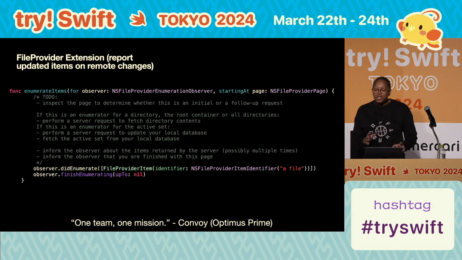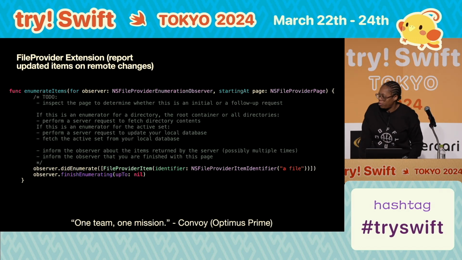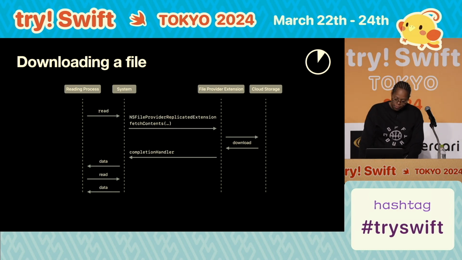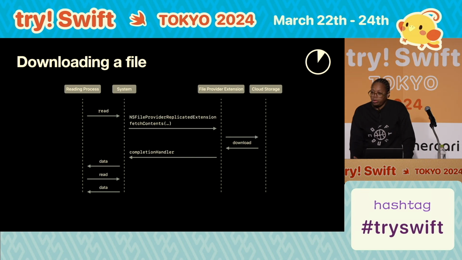So let's do it step by step. First thing for every flow. Let's download a file. So when the kernel detects a read access to a dataless file, the system is paused while the extension is called to fetch those contents. The fetch content method is called. Typically, you implement a download.